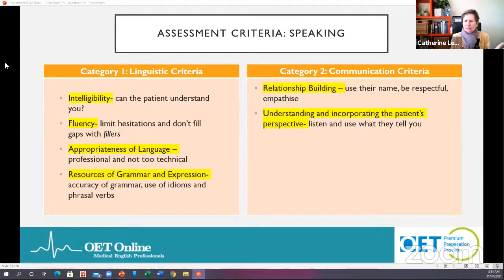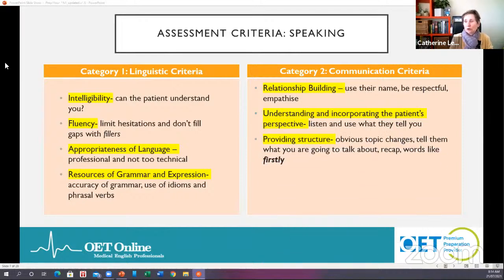Are any of these things so far assessing your medical knowledge? What do you think? Make sure that you're listening to the patient, you're understanding what they tell you and incorporating that into the role play. You're giving a good indication of what you're going to talk about next. You're giving structure and making any topic changes obvious. This type of thing, that's definitely not assessing your medical knowledge.